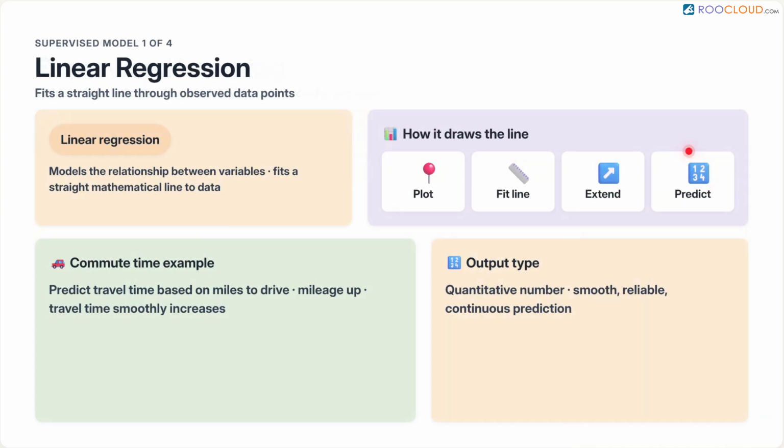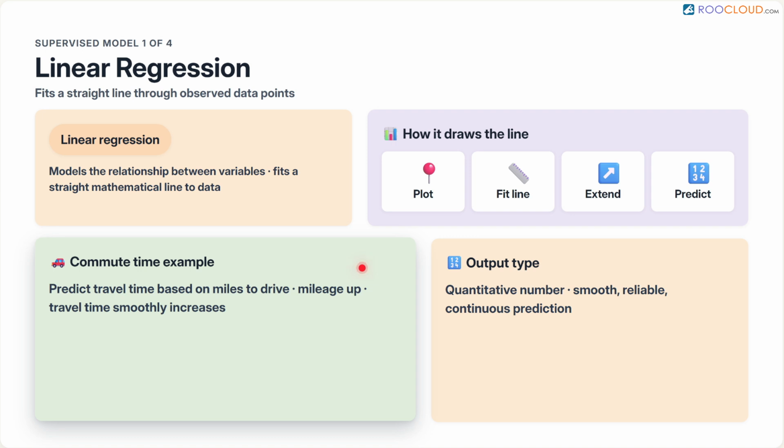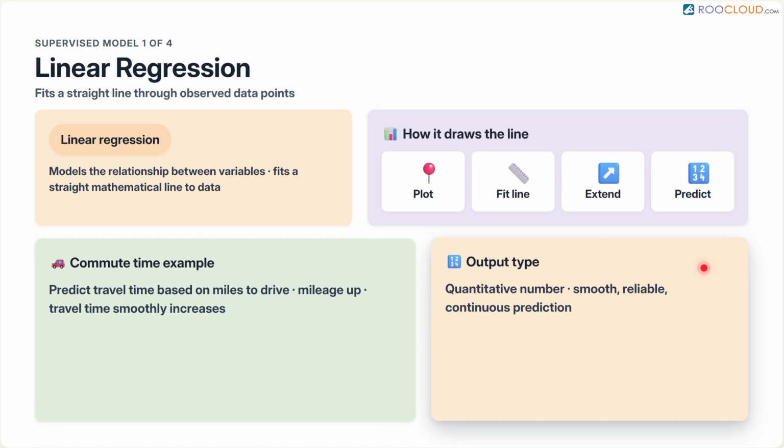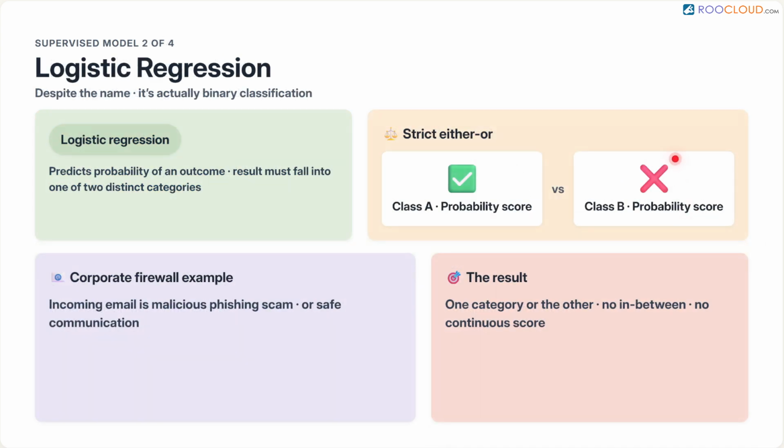First is linear regression. This algorithm models the relationship between different variables by fitting a straight mathematical line to observed data points. Imagine trying to predict your morning commute time based entirely on the number of miles you have to drive. Linear regression draws a line proving that as the mileage goes up, the expected travel time smoothly and reliably increases.